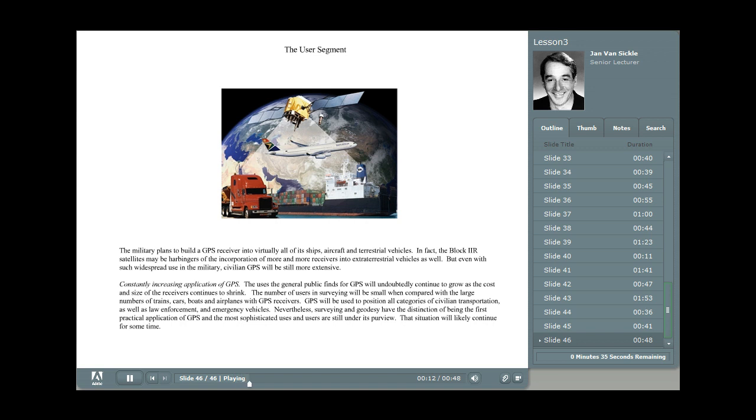Well, now we'll talk more in the next lesson about the user segment, but clearly it's constantly growing. GPS, since it was instituted, has become a utility. It's used in virtually all kinds of vehicles, and it's becoming ubiquitous. The user segment is growing so dramatically it's hard to conceptualize it. And obviously this will continue and be augmented by GNSS, which we'll talk more about in the upcoming lessons.